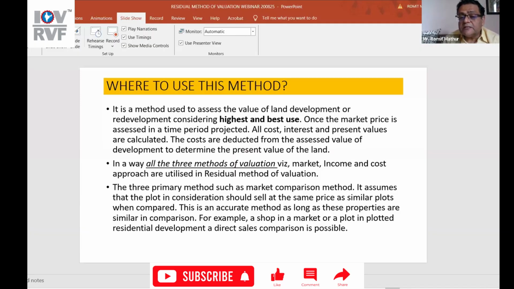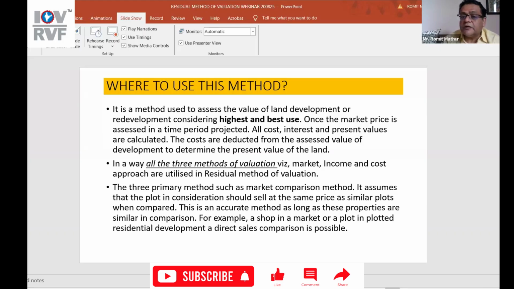The three primary methods, such as market comparison method, it assumes that a plot in consideration should sell at the same price as similar plots when compared, right? So suppose there is a corner plot in a gated complex and its price is 100, and there is one next to it. So, since it's not on the main road, it's a little away from the main road, so you can use either a belting method or a comparison method and come to a conclusion that its value is not 100, it's 98. There similar plots are available.